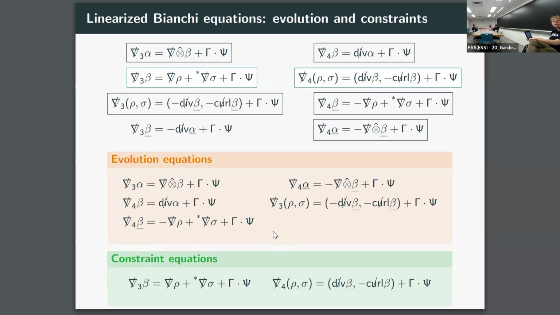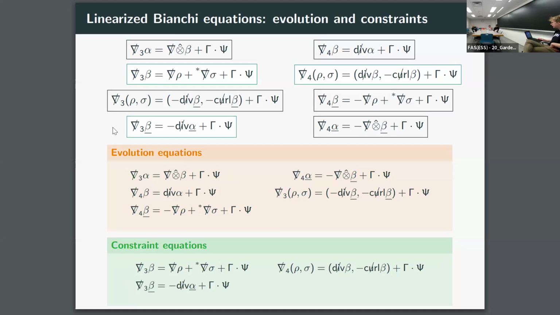And now you see the warning that I had on the last slide with bullet points, that you're destined to fail at some point, which is that this remaining unboxed equation is the Bianchi pair for nabla4 alpha bar, but I already have an evolution equation for beta bar. So I'm forced to put that last one in the constraint equations. And as a result, this set of evolution equations is not hyperbolic. This nabla4 beta bar doesn't have a Bianchi pair.